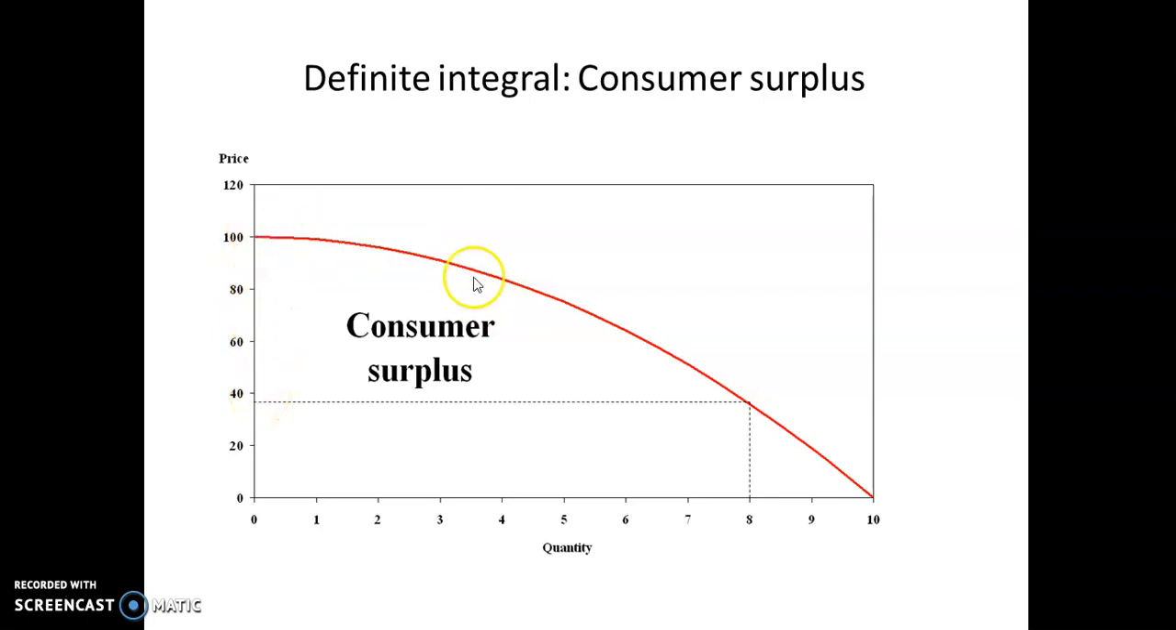Now, the initial value that you got was this entire area below the demand curve up to the quantity of 8. But we only want this portion, so therefore we needed to subtract this area. So I hope you understand how we go about solving for consumer surplus. We will now move on to producer surplus.